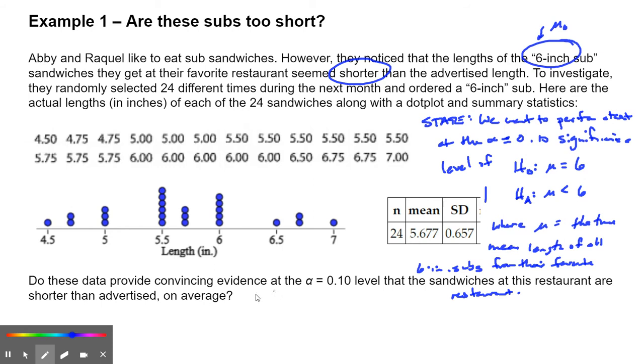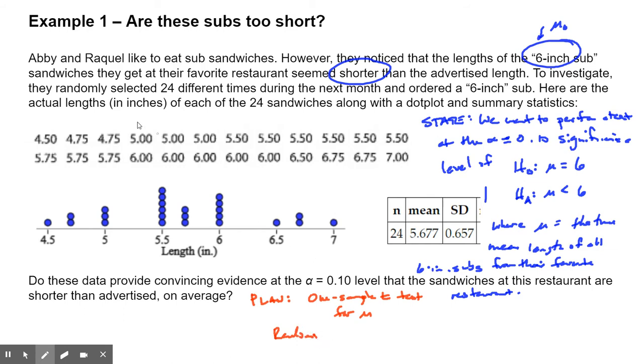All right, next is the plan. So let's do it right here in red. I'll try to change colors. So plan: we're going to do a one-sample t-test for mu. That was the inference method we just talked about. We are going to do the random condition. For the random condition, I see they randomly selected 24 different times during the next month.